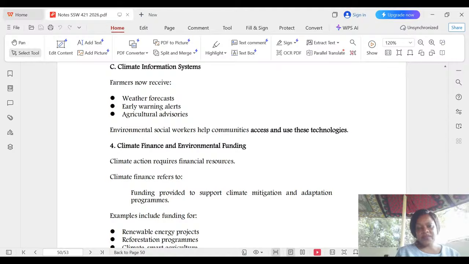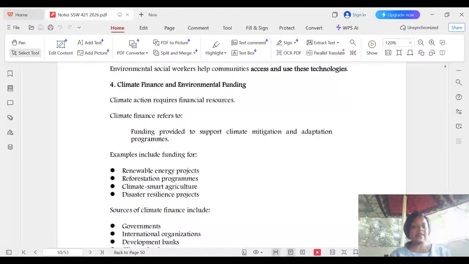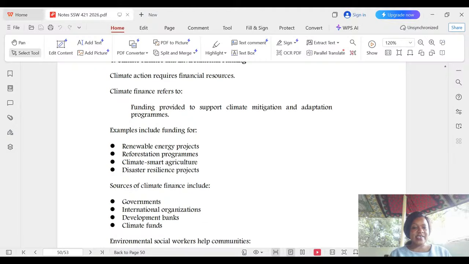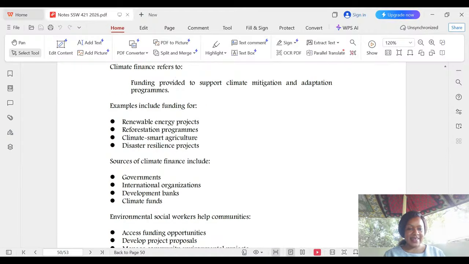Let's look at climate finance and environmental funding and how this is affected in the future. So climate action requires financial resources. Climate finance refers to funding that is provided specifically to support climate mitigation and adaptation programs. So this includes funding for renewable energy projects, reforestation programs, climate smart agriculture, disaster resilience projects, and others. And the sources of this funding include governments, international organizations, development banks, climate funds, and so many others, philanthropists. Okay.